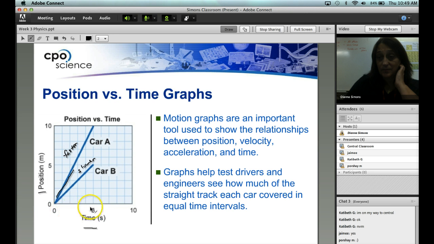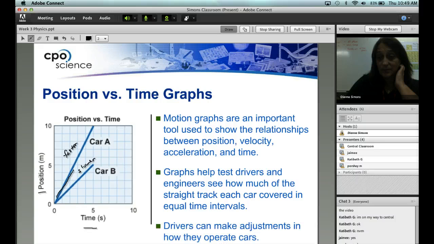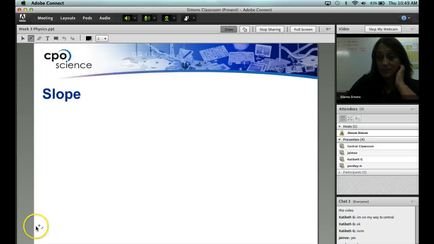All right. So graphs help test drivers and engineers see how much straight track each car can cover in equal amount of time. So, that's how they get it can go from 0 to 60 in 5 seconds or something. It tests it. All right. And then drivers can make adjustments on how they operate their cars. So graphs are pretty important for manufacturing.